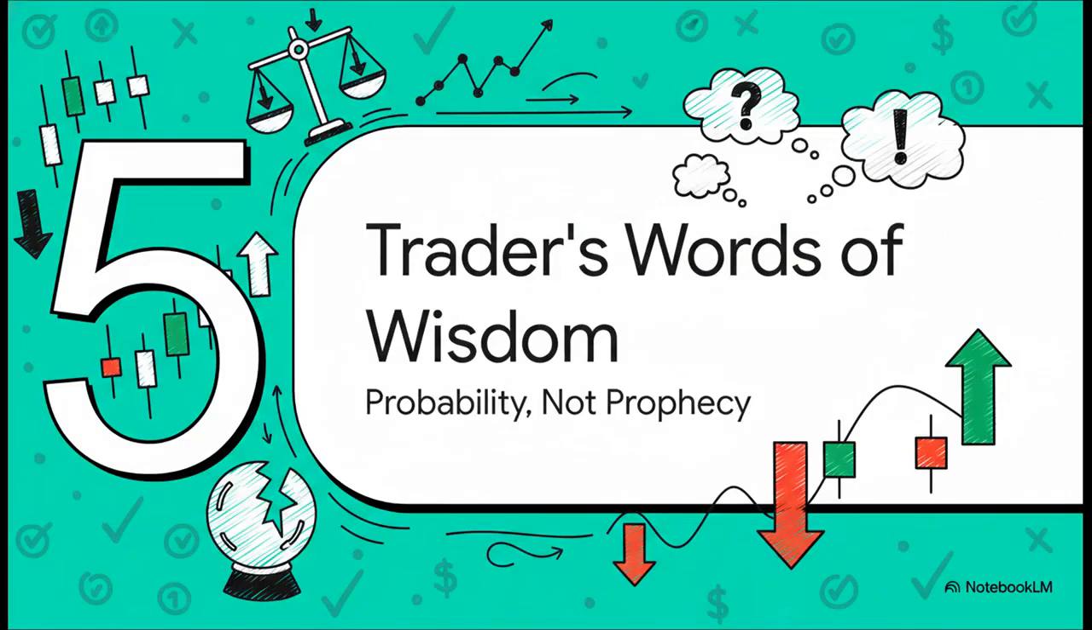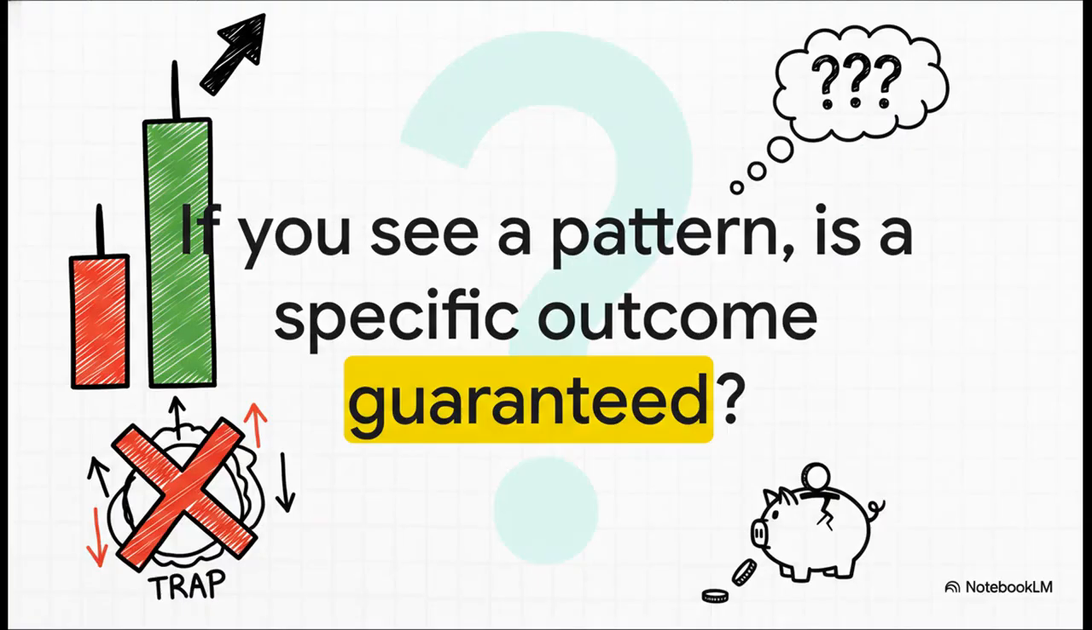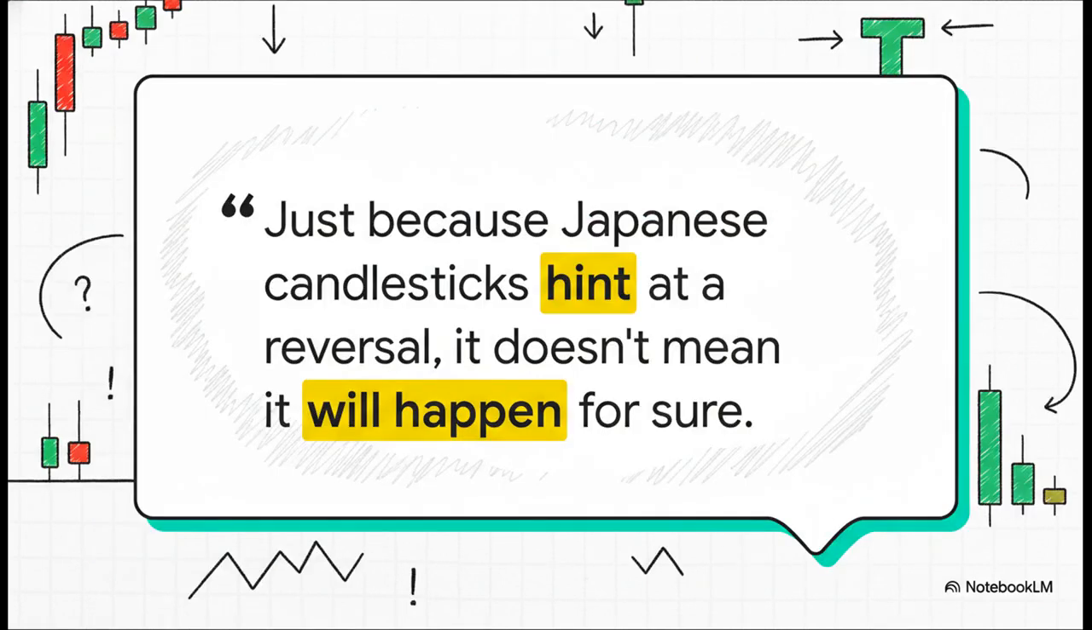Okay, but hold on. Before you run off and start seeing patterns everywhere, there is an absolutely crucial piece of wisdom we need to cover. Honestly, this might be the single most important lesson when it comes to using candlesticks. So let's ask the question directly. Let's say you spot a perfect, textbook, bullish engulfing pattern. Is it a 100% guarantee that the price is about to shoot to the moon? This is a really dangerous assumption, and it trips up a ton of new traders. And the answer is a clear, resounding no.